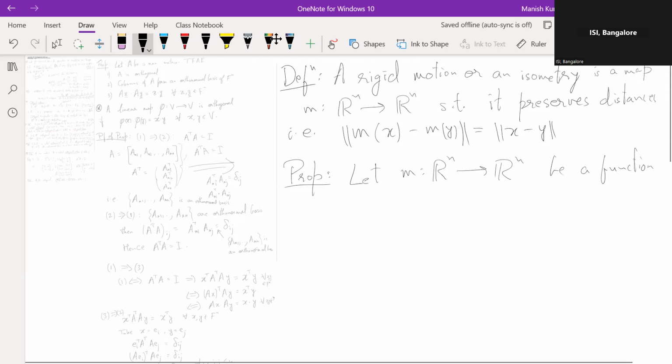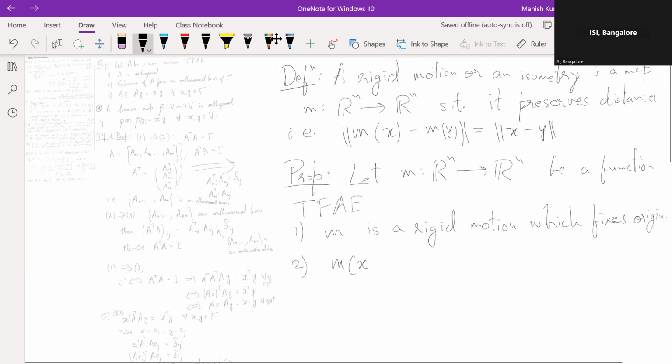Then in fact you can characterize orthogonal matrices if you think in the right way. One: M is a rigid motion, so that means it preserves distances, and fixes the origin. Yeah, so you are not allowed to do translation, because remember, translation will also preserve distances between two points. So you're not allowed, because we want linear maps. Yeah, so linear maps don't allow translation.